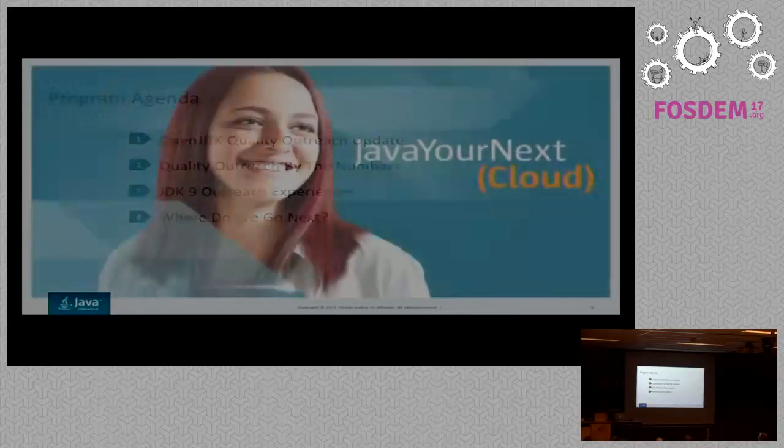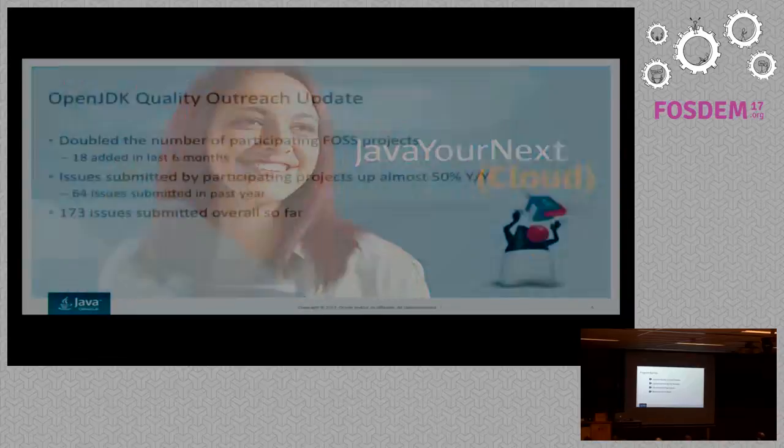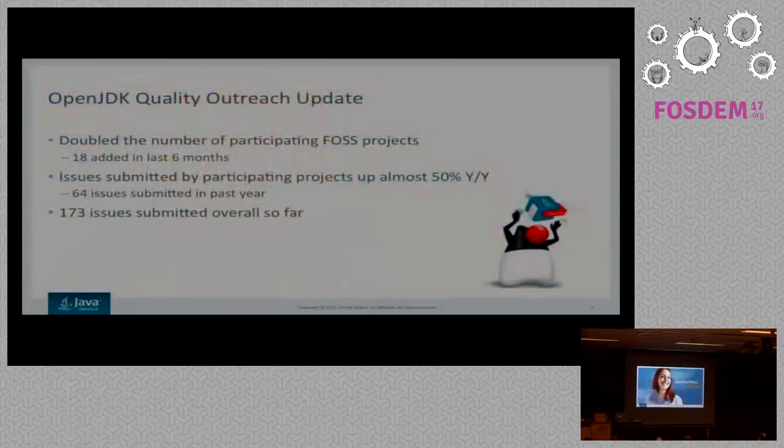So before JDK 8 actually shipped, we got somewhere like 20 open source community projects to come and talk to us and work with us, downloading and logging bugs. At the moment, we're up to 101. We've just broken through the 100 projects. So we are communicating the changes that are in early access builds to over 100 open source projects.